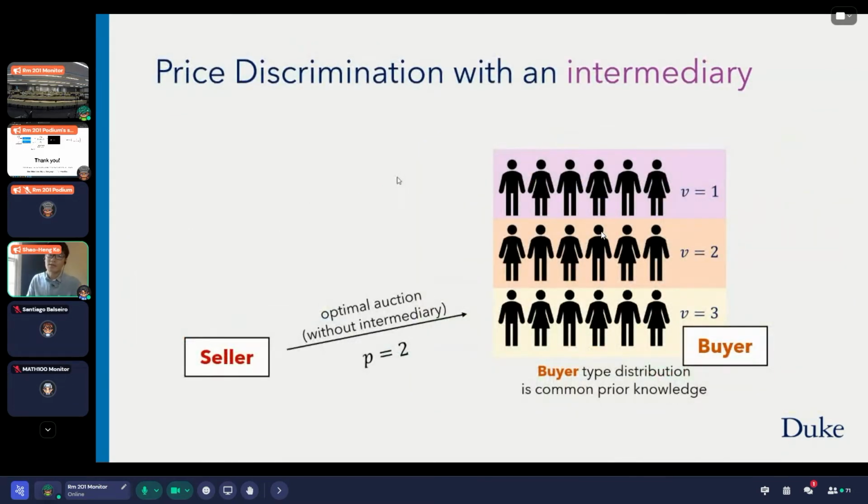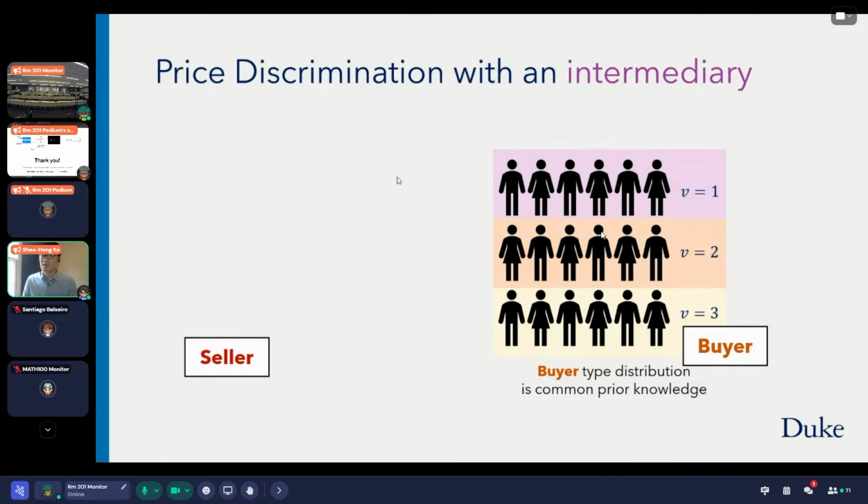Now, recently, there's a line of work on adding an intermediary or a third party to the plot. So let's assume no budgets or deadlines for now. So we just have a seller selling a single item to a buyer. And in this example here, the buyer's private valuation is either 1, 2, or 3 with equal probability. So it's a discrete prior. And here, the optimal auction is simply a take it or leave it price of 2.